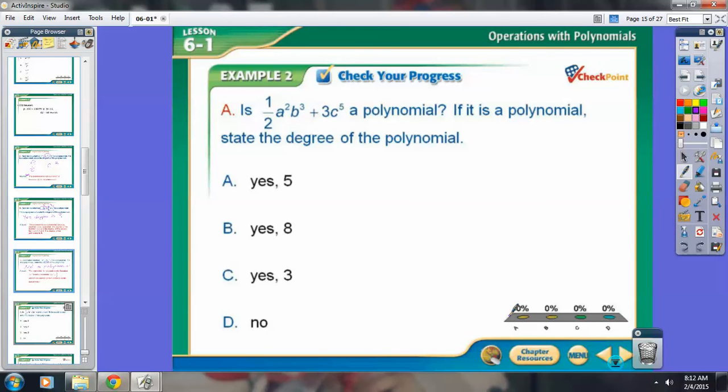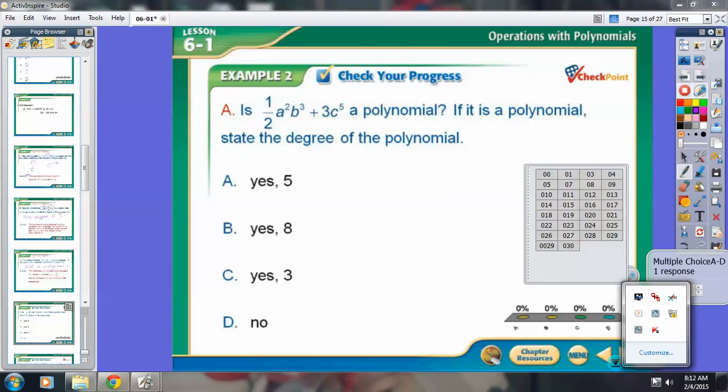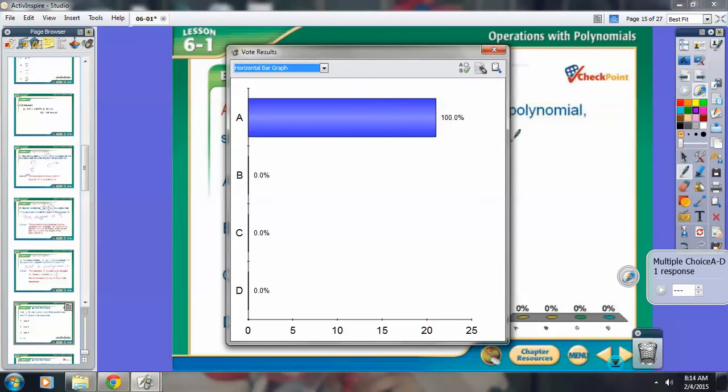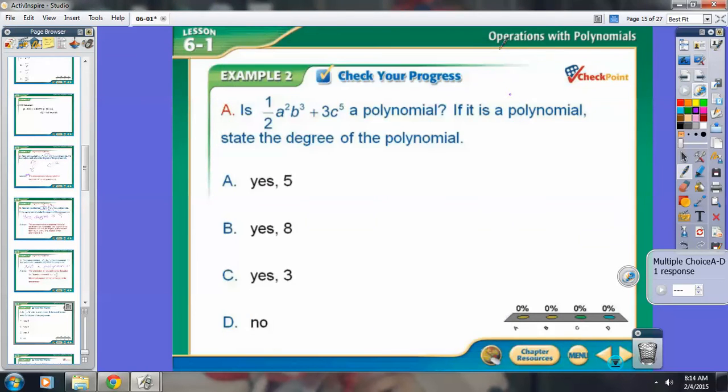So here in this example, I would like for you to state, they're asking, is it a polynomial? If it is, state the degree. Good. Letter A is the correct answer. Yes, it is. A polynomial has a degree of 5.